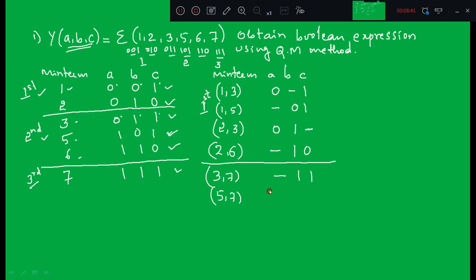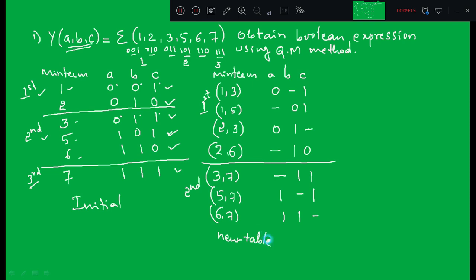So 5 and 7 can be compared. B is getting differed, so 1, dash, 1. Next, 6 and 7, yes, I can compare 6 and 7 also, right? So C is getting differed, so 1, 1, dash. So wherever that 1 bit is getting differed, you put a dash, okay? Now, this is my initial table, and this is my new table, right?